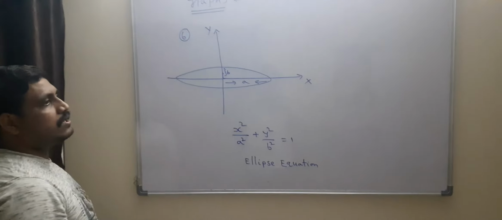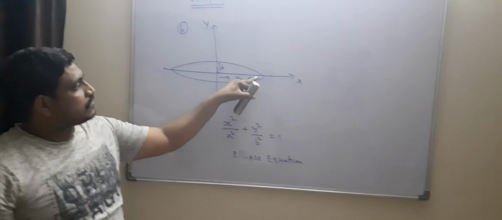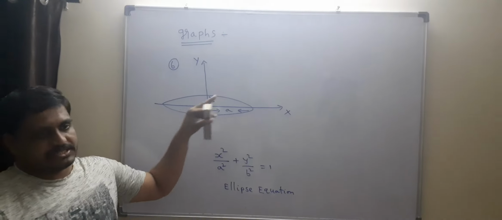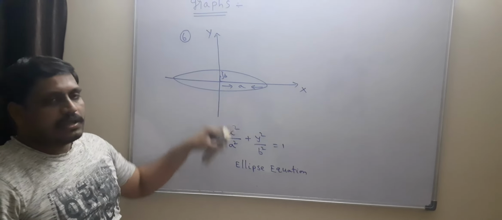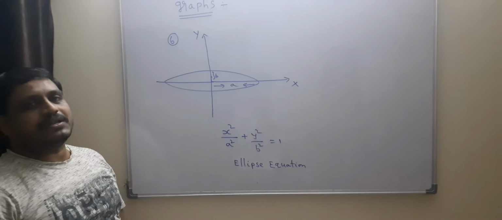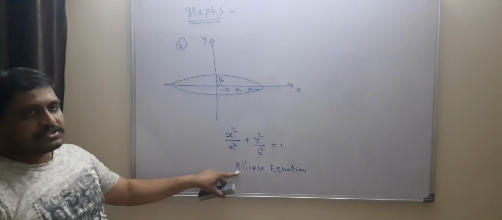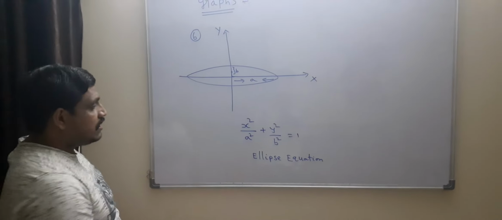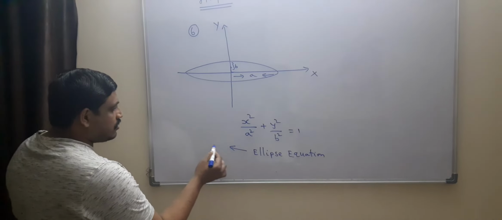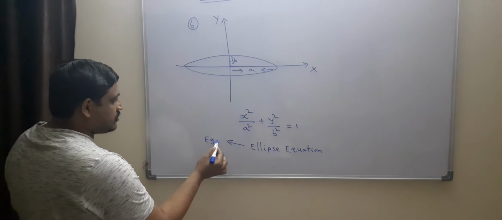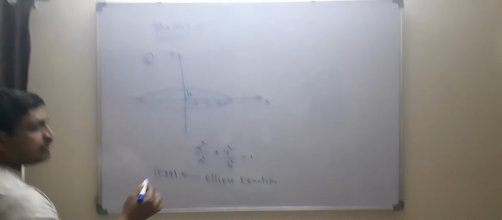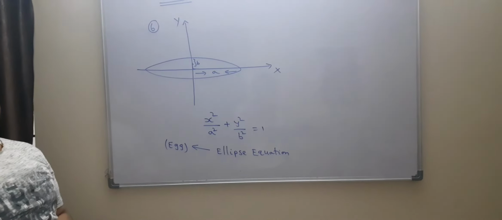Here A indicates the length of the semi-major axis. B is called the length of the semi-minor axis. What is the equation? The ellipse equation. An ellipse is nothing but the egg shape we see in our daily life. That is also called an oval shape.